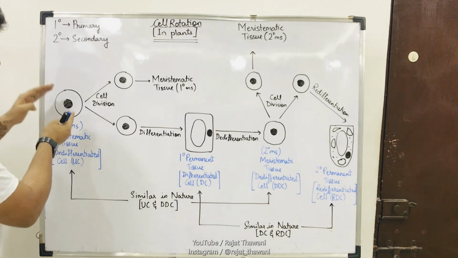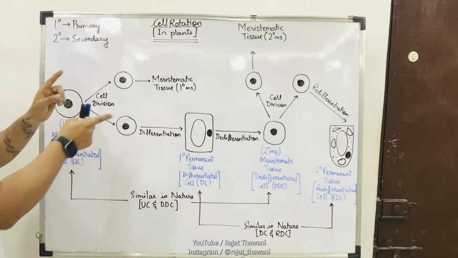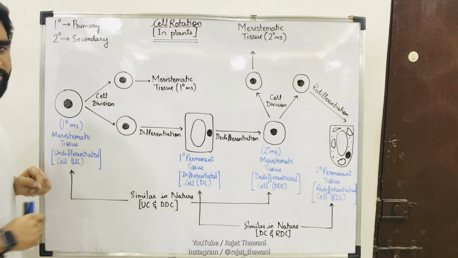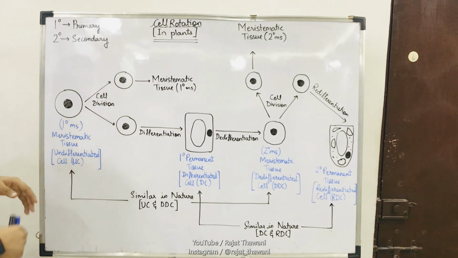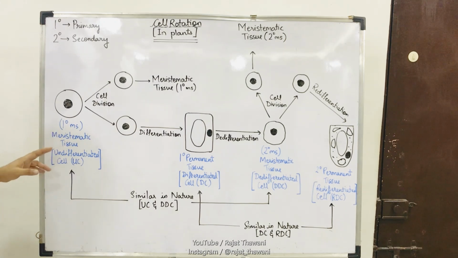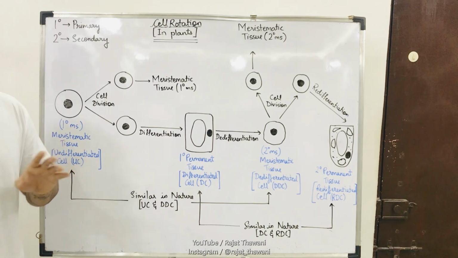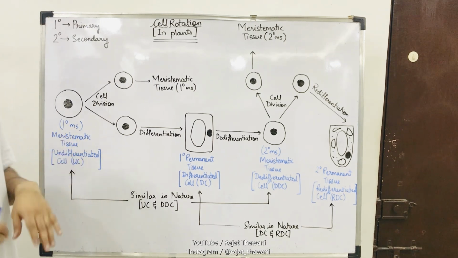Because always when a meristematic cell divides into two cells, one of the cells moves back to the meristematic tissue, and this meristematic tissue, as it is existing already in the plant from birth, is called the primary meristematic tissue, okay? And its nature is undifferentiated cell because it has the ability only to divide, no other function is present, okay?